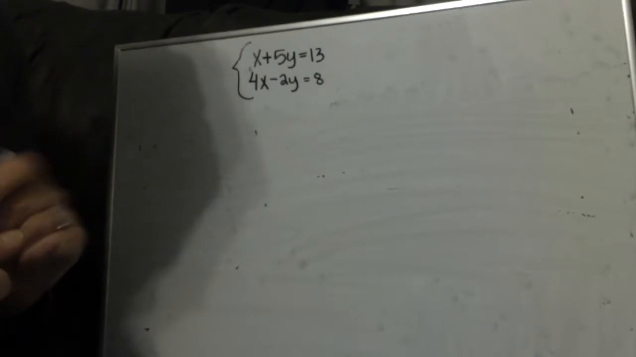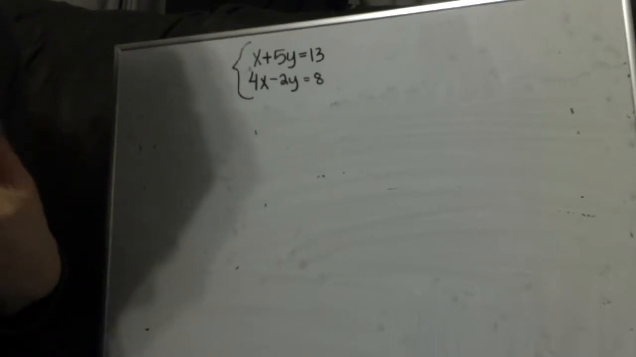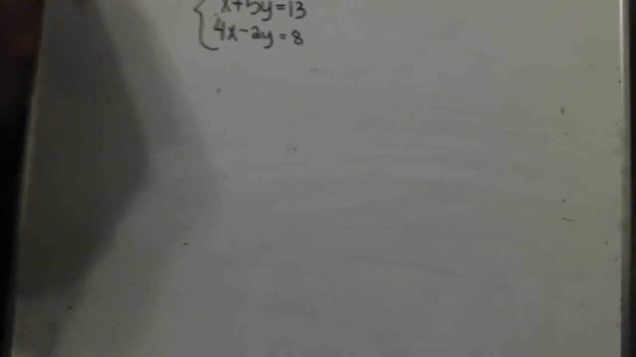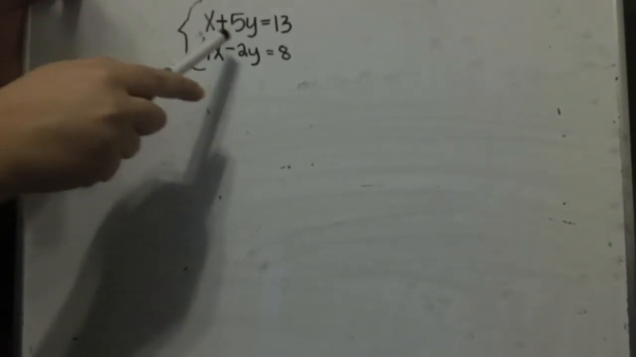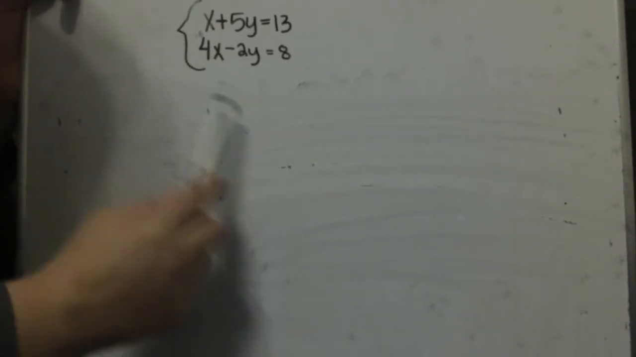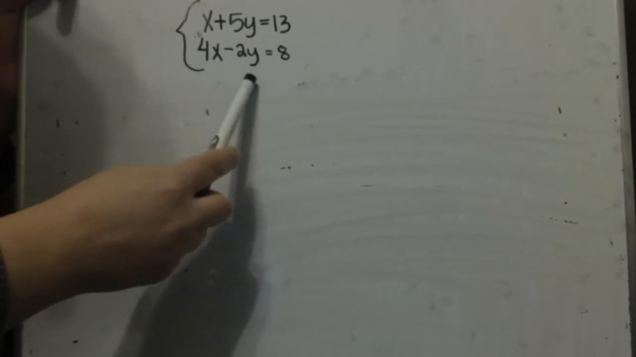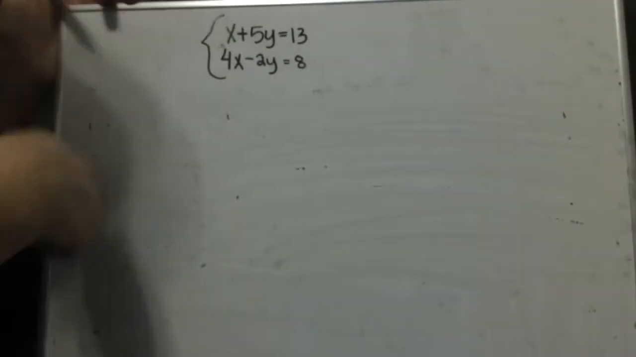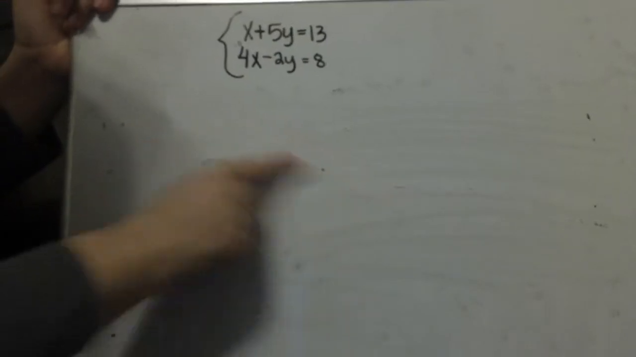I'm going to show you how to solve number 8 using matrices. The equations that we were given were x plus 5y equals 13 and 4x minus 2y equals 8. I'm going to start out by just making the matrices.